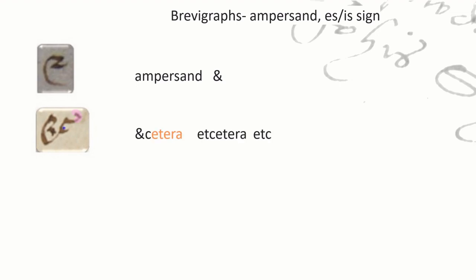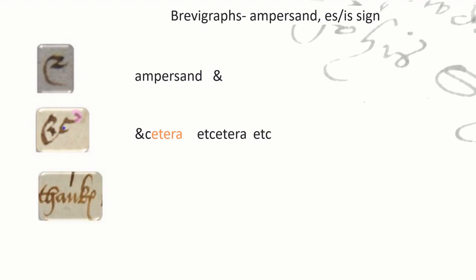Other brevigraphs include the ampersand. It looks like a Z with a curling loop and tail. As with an ampersand today, this means and. You may also get an ampersand followed by a C with a hook over it. The hook shows that the word is suspended. The missing letters are E, T, E, R, A. So etc., meaning and the others. We tend to abbreviate this to ETC these days.